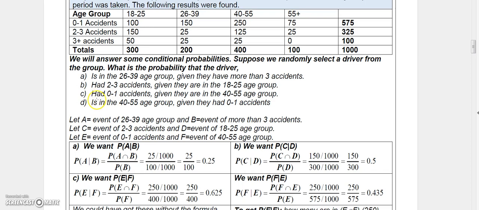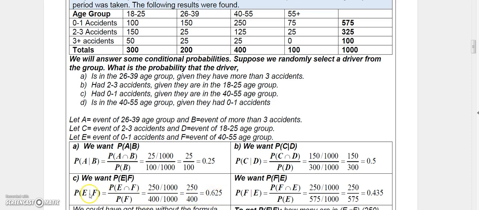All right, next let's do 0 to 1 accidents, given they are in the 40 to 55 group. Okay, so we'll let E be 0 to 1 accidents and F be the 40 to 55 group. So we want now the probability of E given F. Well, we need to find E intersect F. 0 to 1 accidents in the 40 to 55 group, that's 250 out of 1,000. So that's the probability of E intersect F. And the probability of F, we've got 400 in the 40 to 55 group, so that's 400 out of 1,000. And if you simplify this, you get 250 out of 400, which is 0.625.